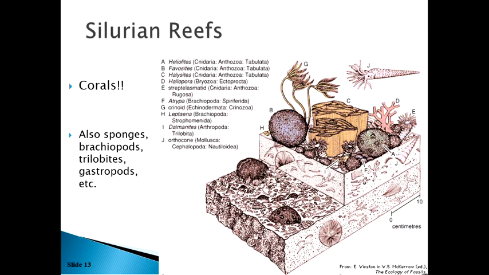Going back to the reefs, here's an artist's rendition of what a Silurian reef might look like. Yes, it has corals, several corals, but there are also sponges and brachiopods and trilobites, all kinds of things. There's one of those nautiloids, a squid stuffed in a shell, swimming above, building a big mass that is full of life down here.